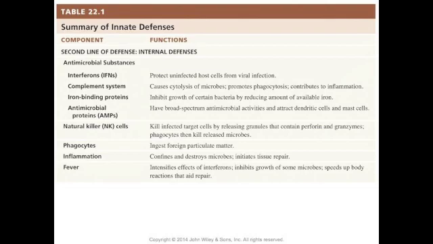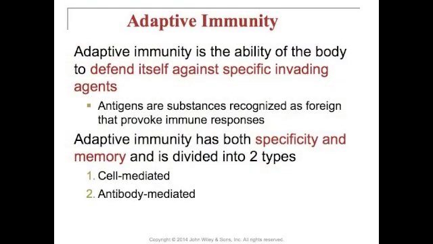Moving on to adaptive immunity. Adaptive immunity is the ability of the body to defend itself against specific invading agents. Antigens are substances recognized as foreign that provoke immune responses. Adaptive immunity has both specificity and memory and is divided into two types: cell-mediated and antibody-mediated.